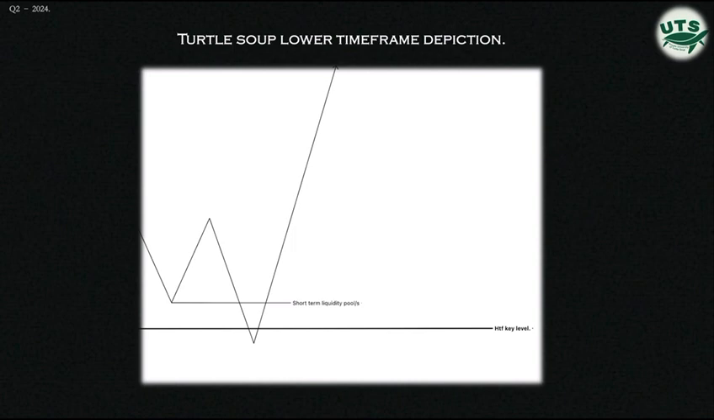Here's a deeper look into turtle soup on the lower time frame. You're going to have the higher time frame key level, and then you're going to have a short-term liquidity pool or pools, the more the better, on the lower time frame. It's going to smack into the previous liquidity pool. Of course, there's going to be a time line over here, vertical line. Smack into it, get everyone bearish, market structure traders selling down here, and it rallies.